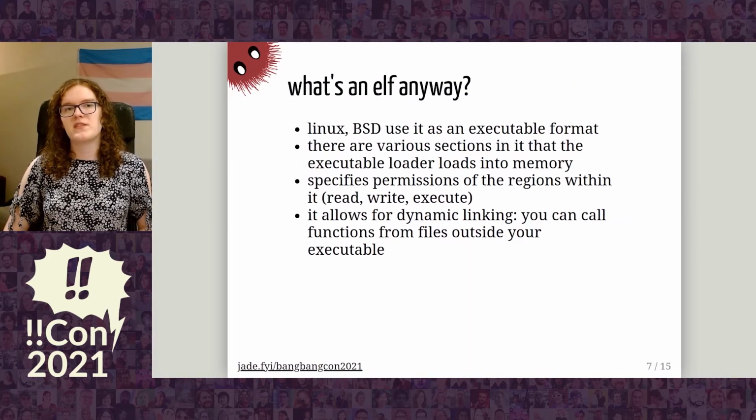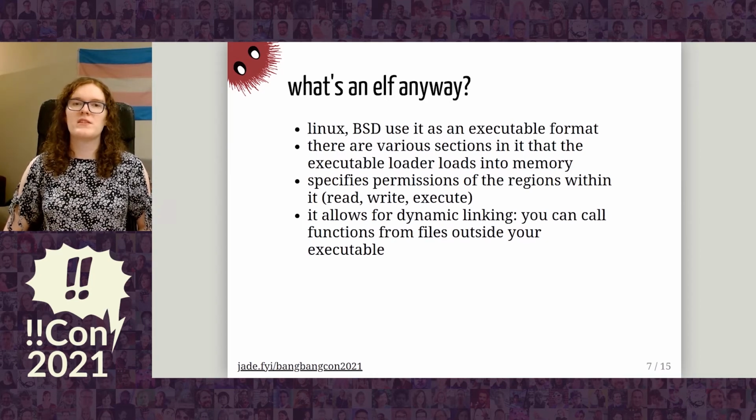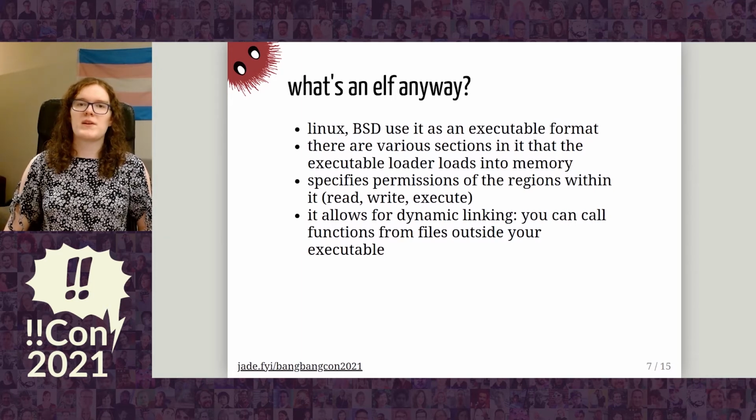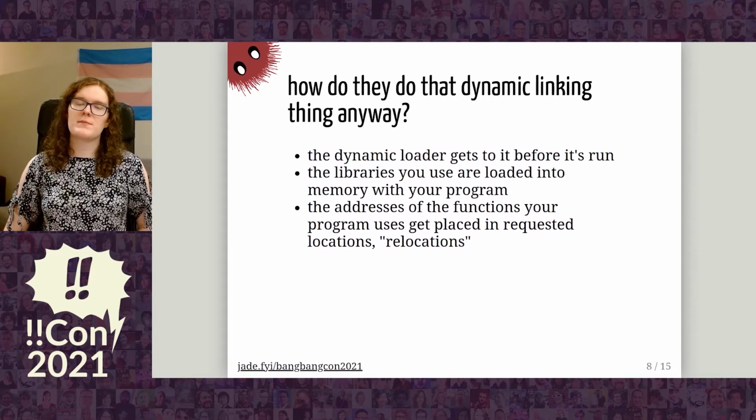However, how would we find this address? So in order to answer that, we need to look at what an ELF is. So an ELF is the executable format used by Linux and BSD. It loads various sections out of your executable into requested locations in memory with requested permissions. And it also allows for dynamic linking, which means that you can have libraries that you can replace without having to recompile your program. How do they do dynamic linking?